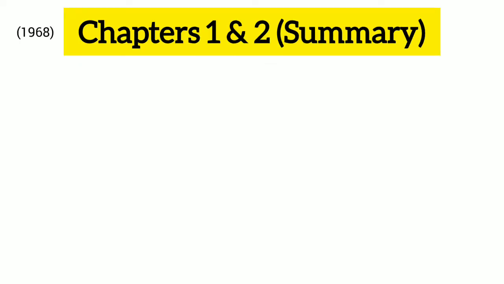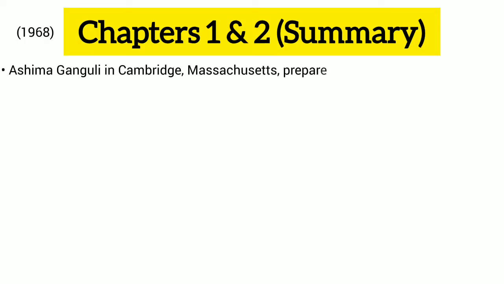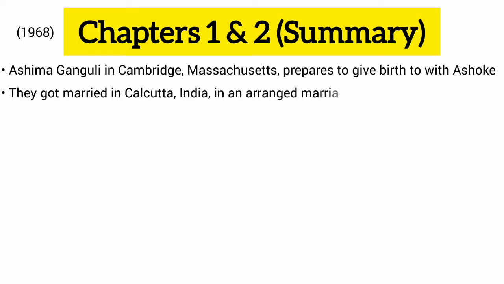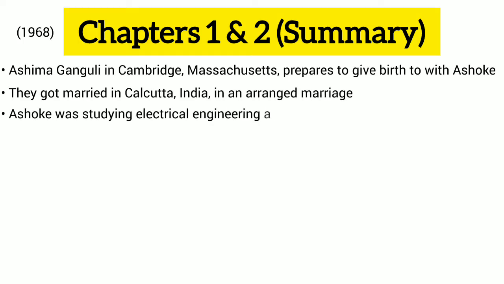In the year 1968, Ashima Ganguly, a Bengali woman, is in Cambridge, Massachusetts, preparing to give birth to her first child with her husband, Ashok. The couple got married in Calcutta, India, in an arranged marriage. Ashok was studying electrical engineering at MIT. Ashima felt lonely and missed her Indian home, so to feel better, she kept letters from her family and tried to make Indian dishes with the ingredients she could find.